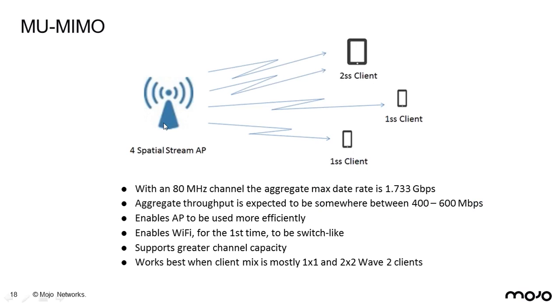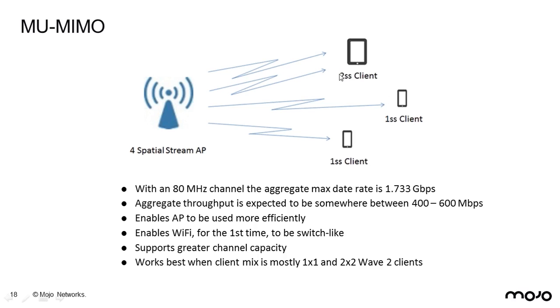So if we then step forward and we have the same, say the 120, which is a 4 spatial stream Wave 2 AP, and we have 3 clients, a 2 spatial stream and 2 1 spatial stream clients. Now, the aggregate max data rate of these clients altogether would be 1.733. That's if all three of them were operating at the peak data rates. The aggregate then would be 1.733 because that's what the aggregate is for 4 spatial streams. But the aggregate throughput would not be 60% of that, not likely. So we don't get 100% efficiency when we combine these 3 devices.